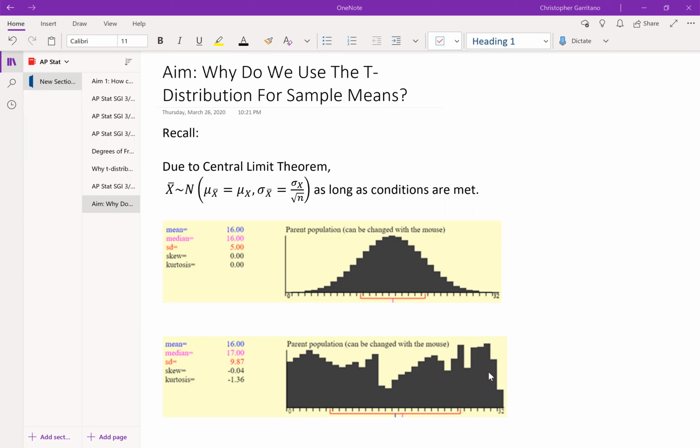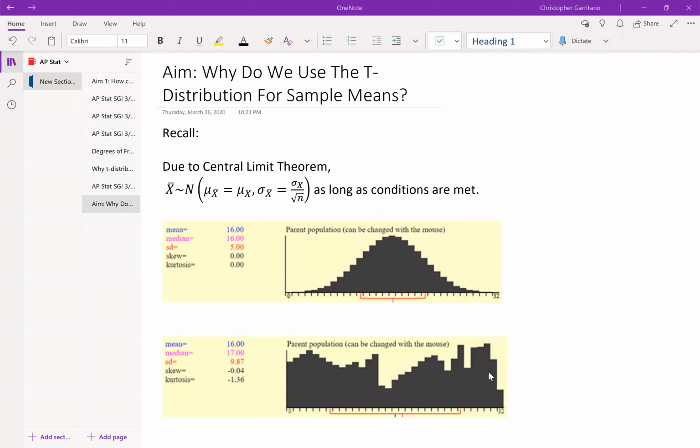Okay. Well, as you can see, we're going to discuss today why we use the t-distribution for sample means. You might recall in the past, we had the central limit theorem that said that sample means are distributed normally. The mean of those sample means is equal to the mean of the population, and the standard deviation of those sample means is equal to the standard deviation of the population over radical n. And that's all well and good.